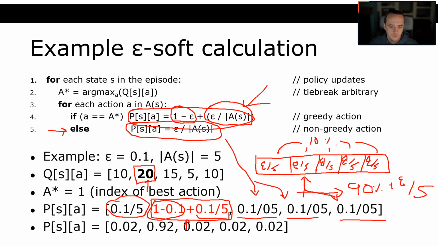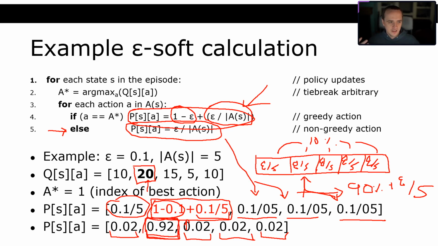If we actually do the math, the chance of choosing the first action is 2%. This one is 92%, 2%, 2%, 2%. The reason for that, intuitively, is that we wanted this one to be chosen 90% of the time, and then 10% of the time we choose a random action. So if you have 5 actions and we're choosing one randomly 10% of the time, then each action has a 2% chance of being chosen. So of course, we add that 2% to the 90%.